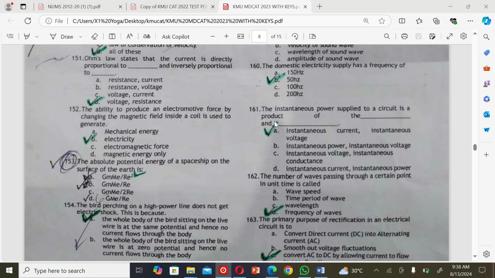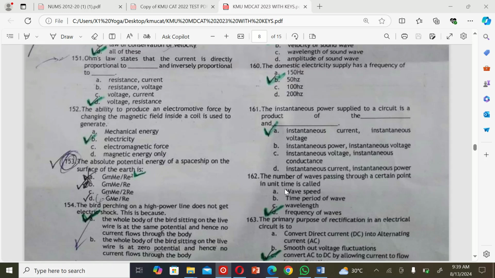The next MCQ is: the instantaneous power supplied to a circuit is a product of the dash and dash. A, instantaneous current and instantaneous voltage; B, instantaneous power and instantaneous voltage; C, instantaneous voltage and instantaneous conductance; and D, instantaneous current and instantaneous power. So the correct option is A.